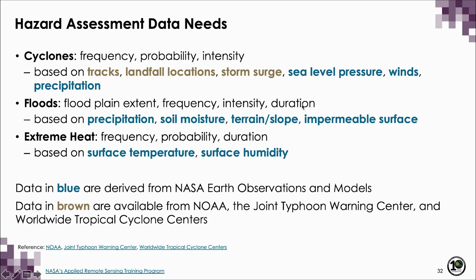These are helpful in designing disaster risk reduction strategies. And for that, one requires precipitation data, soil moisture, terrain and slope of the location, and impermeable surface, or surface where water cannot percolate into the ground, but it stays waterlogged. So these are the data sets that can help in understanding hazard assessment for floods.